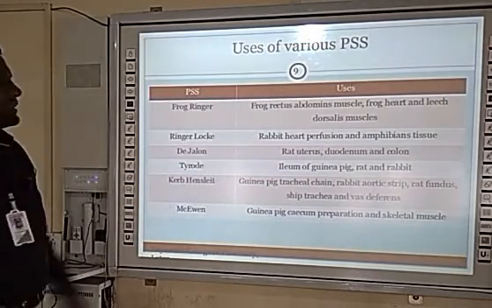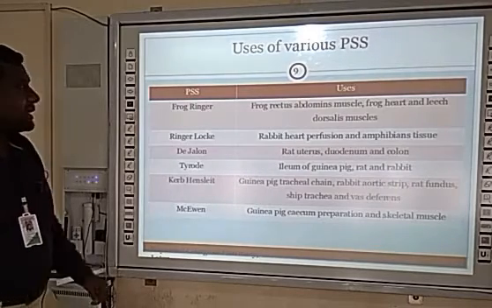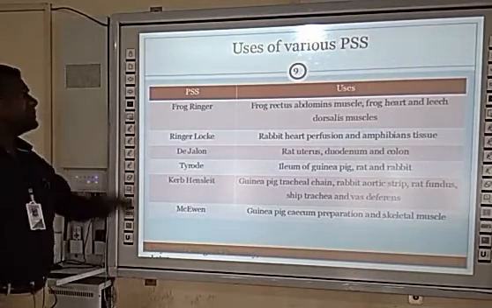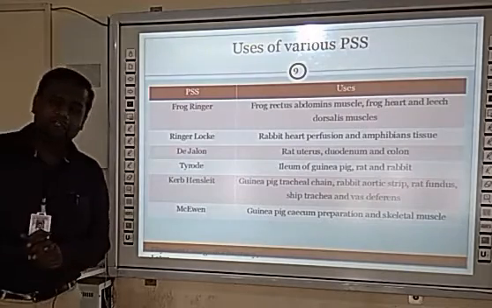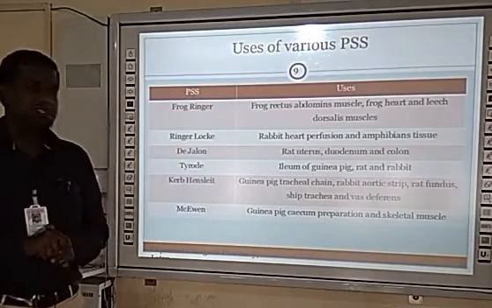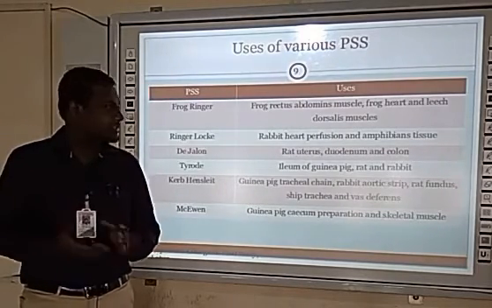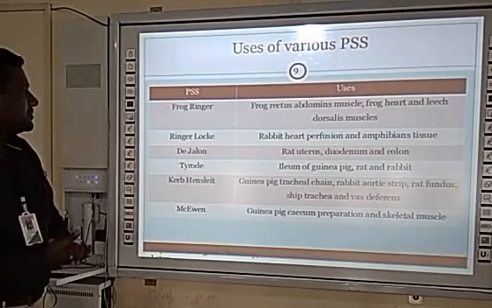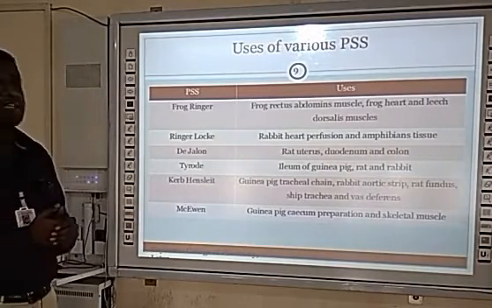Then the second one is Ringer Locke solution. Ringer Locke solution may be useful for rabbit heart perfusion and amphibian tissue. So that is the second one, Ringer Locke solution. Then next one is De Jalon solution. De Jalon solution is useful for rat uterus, duodenum and colon. Isolated rat uterus, then isolated duodenum and colon may be performed by using De Jalon physiological salt solution.